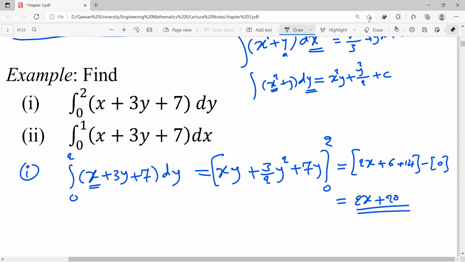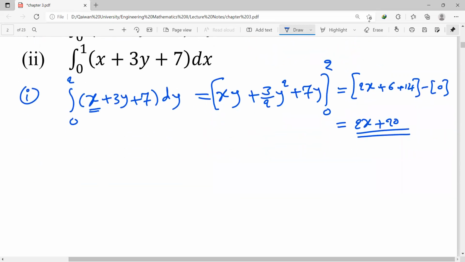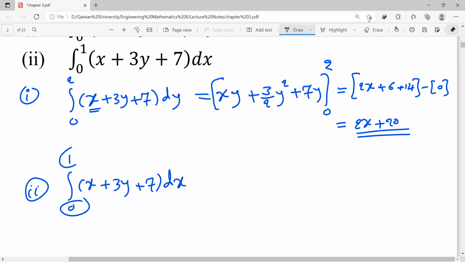Since we take the integration with respect to y, we just replace y by the lower and upper limits of the integration. For the second one, we have the integration from 0 to 1 of x plus 3y plus 7 with respect to x. Here, we take the integration with respect to x, and we use the lower and upper limits of the integration for only x.